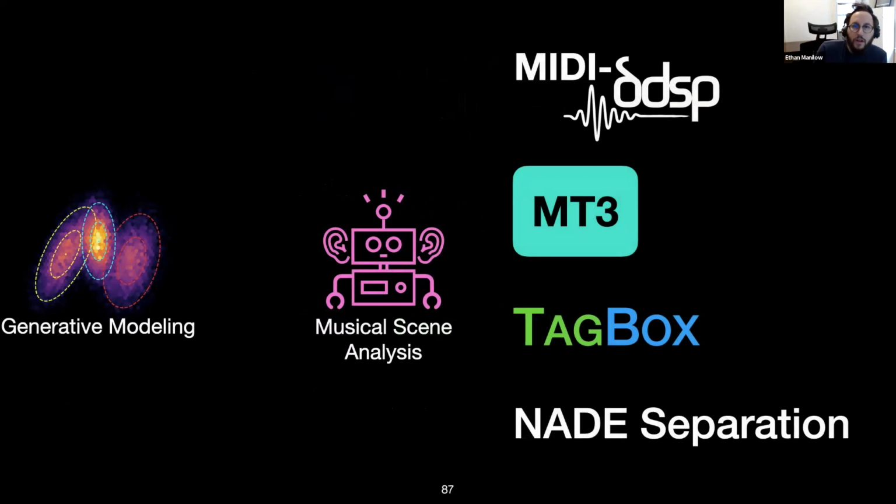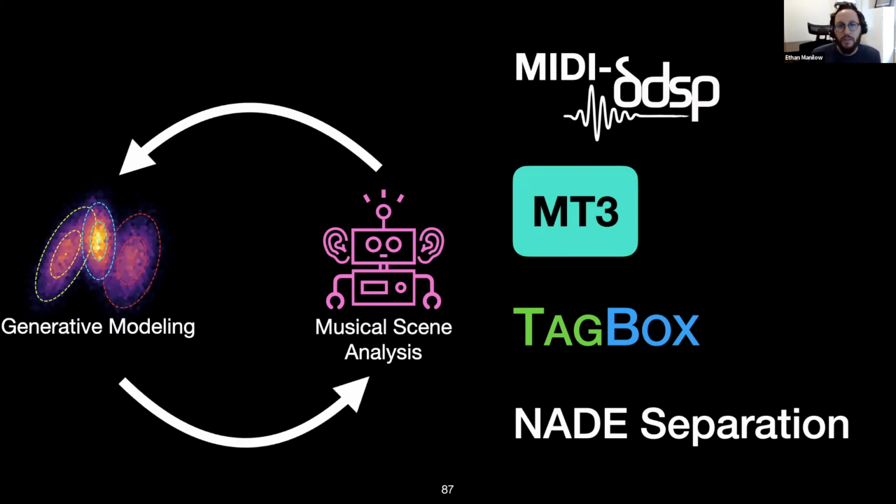So in this talk, I presented 4 recent projects that all marry aspects of generative modeling and musical scene analysis. DDSP is a generative model that enables realistic synthesis and expressive control. MT3 enables better transcription performance of more instrument types by using an encoder-decoder transformer. TagBox repurposes a generative audio model and a music tagger to do source separation without retraining either model. And finally, NADE Separation uses autoregression to learn the interdependencies between these sources when doing source separation.